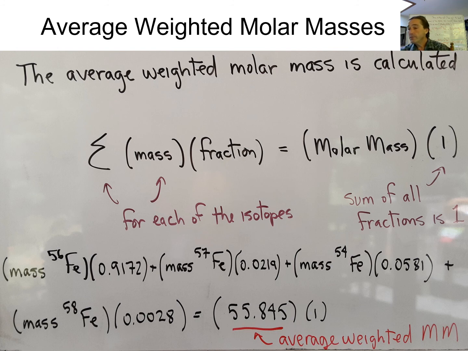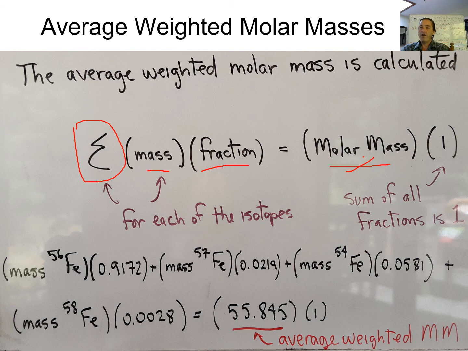And so last, what I would like to briefly talk about is how that average weighted mass is calculated. Essentially, all we need to do is sum up the masses and multiply them by their fractions. So we take the mass of each isotope, times its fraction, and sum those terms up, and that will equal the molar mass.